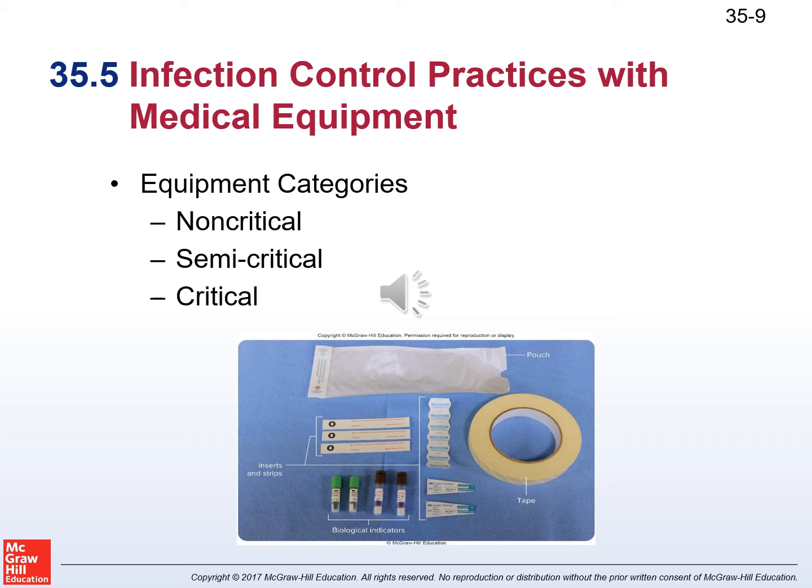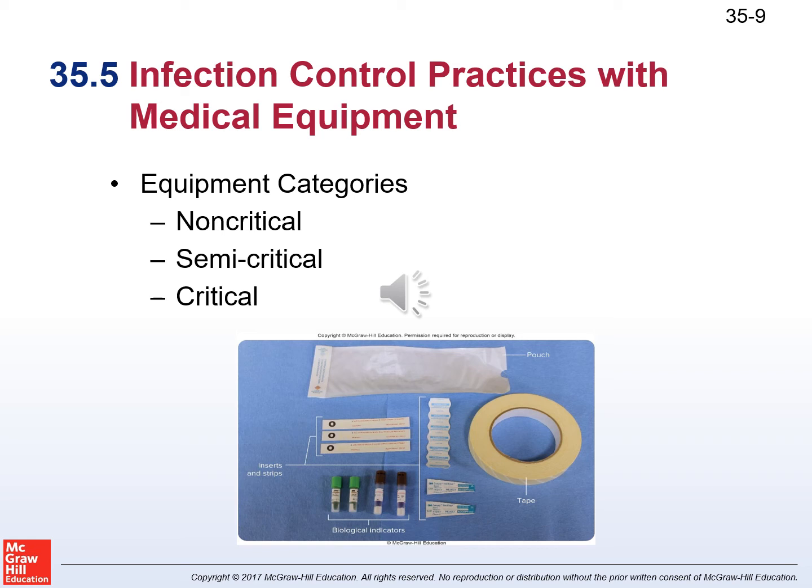In Learning Outcome 35.5, we will describe infection control procedures related to medical equipment. Non-critical equipment includes blood pressure cuffs and reflex hammers, which only come into contact with skin and require low-level disinfection. Semi-critical equipment includes endoscopes or other items which come in contact with mucous membranes or non-intact skin. At a minimum, these require high-level disinfection.